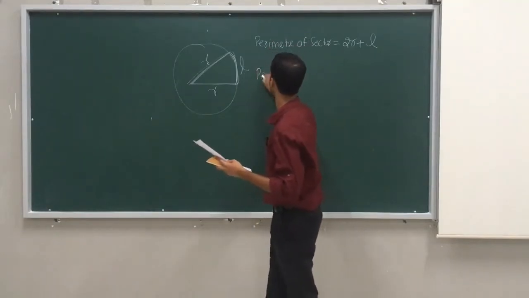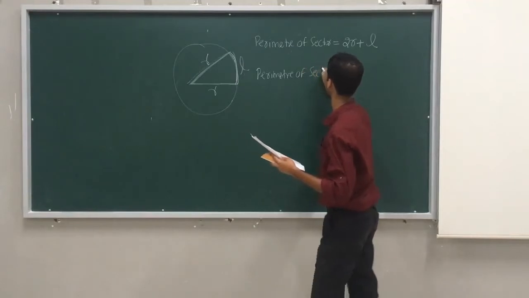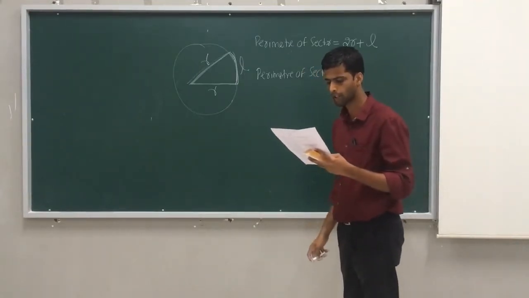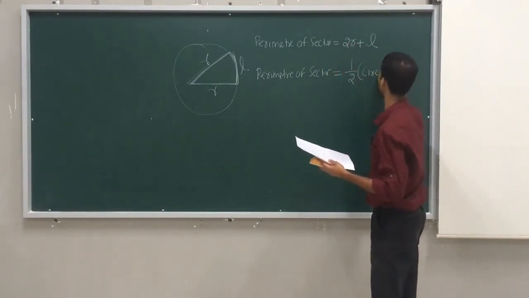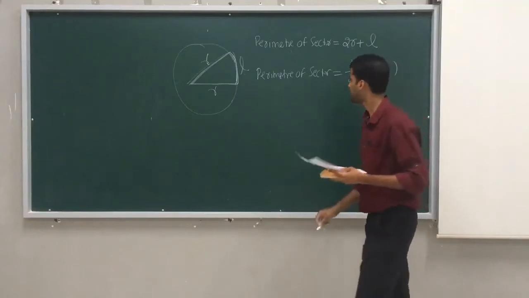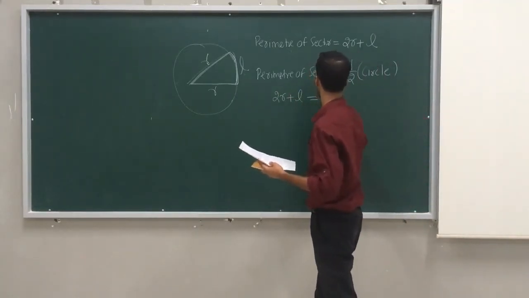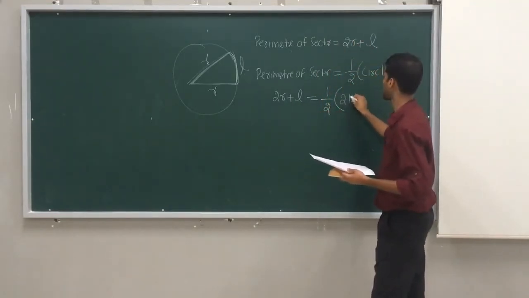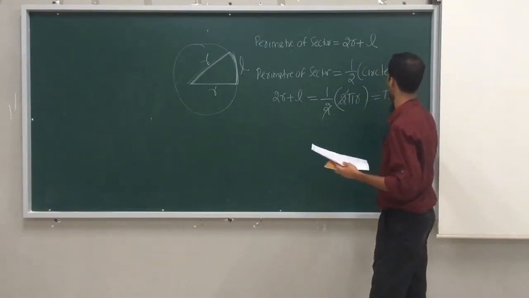Okay, perimeter of the sector is equal to half that of the circle. Half of the circle means what is the perimeter of the circle? 2r plus L, which is equal to half of the circle's complete revolution, or what is the circumference of the circle? 2 pi r. So 2 gets cancelled, you get pi r.